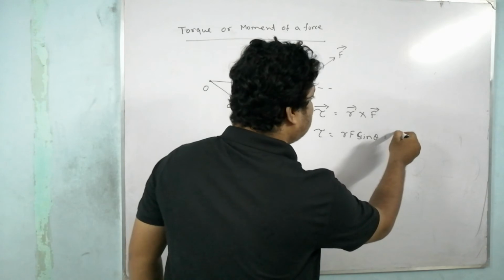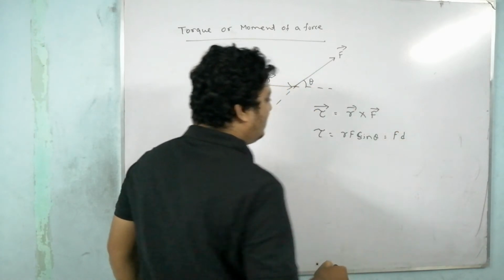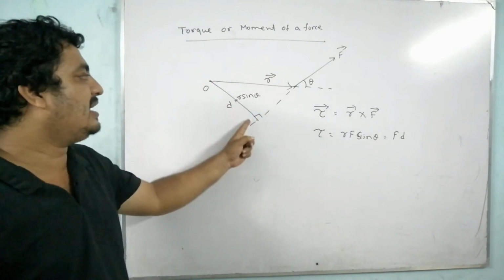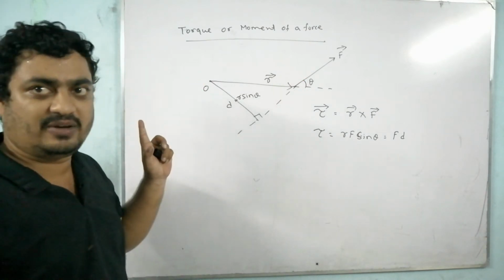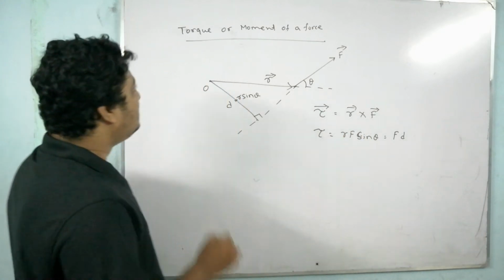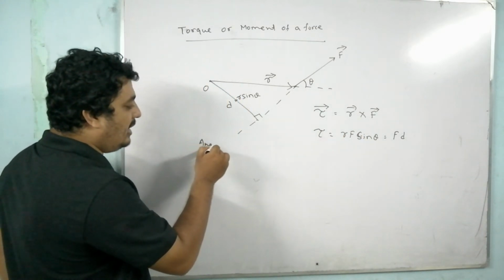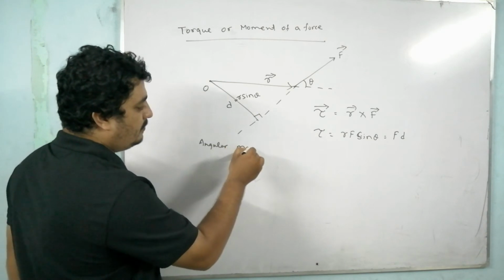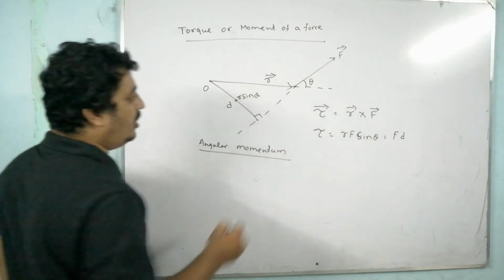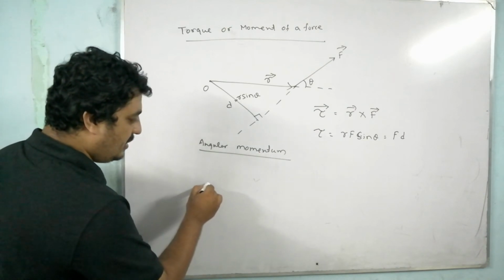We can write it as F into D. That means the magnitude of the force into the perpendicular distance of the line of action of the force. This is the value of torque. Similarly, angular momentum, or this is also called moment of momentum.